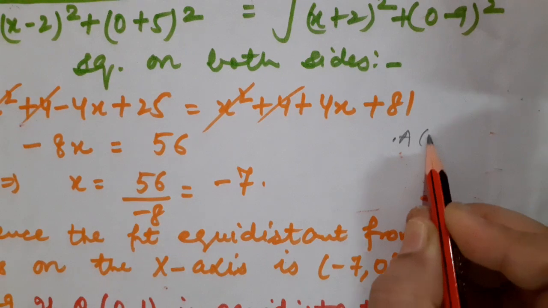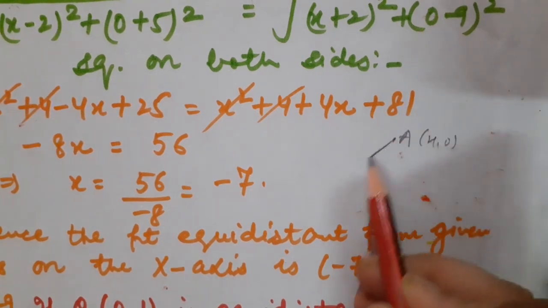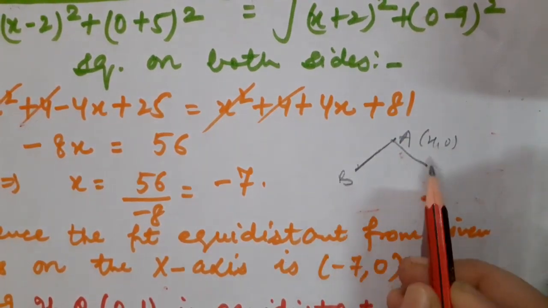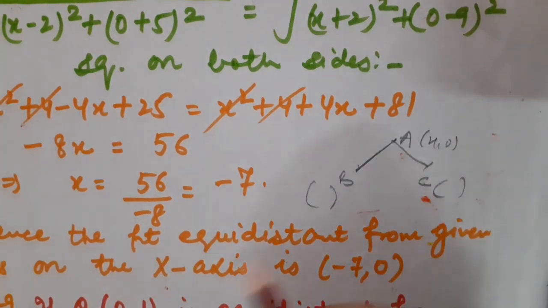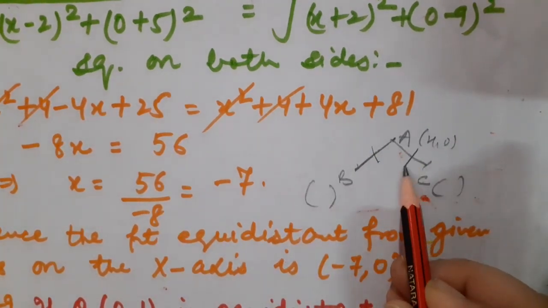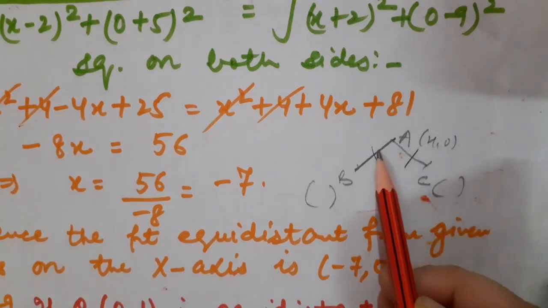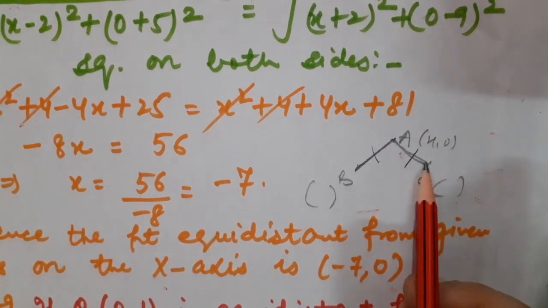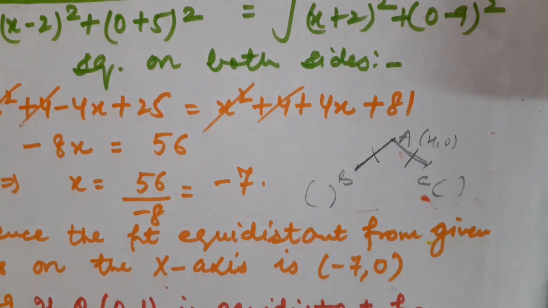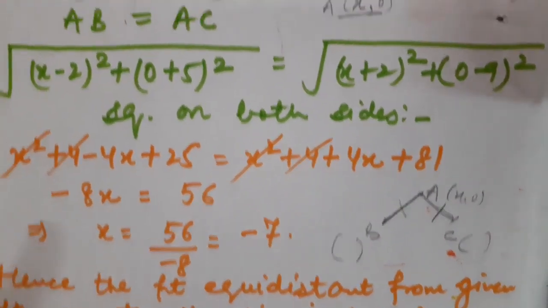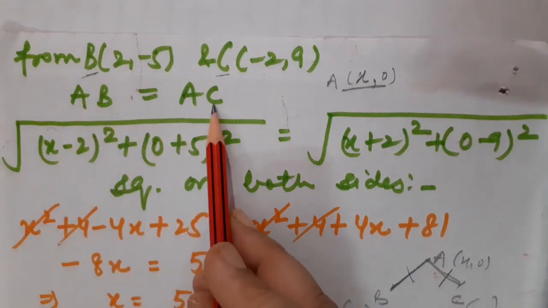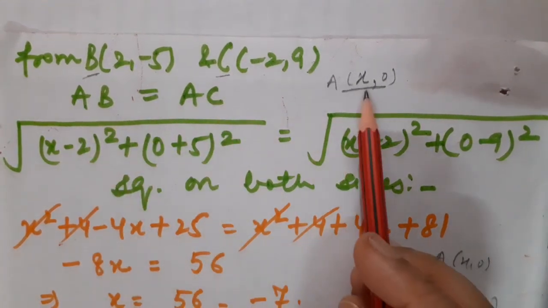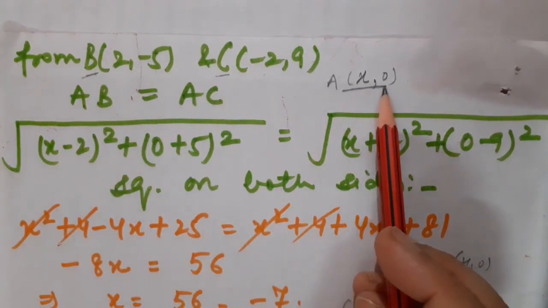So can I write like this? Suppose here I have written A, x comma 0. Here I am going to write B and here I am going to write C. Definitely I will be having the coordinates of B and C given. These distances are equal. So what I have to do? Definitely I have to calculate AB as well as AC. And according to the question, both the distances are equal. So put them equal. Okay. So now I am going to calculate AB as well as AC. The coordinates of A are x and 0.